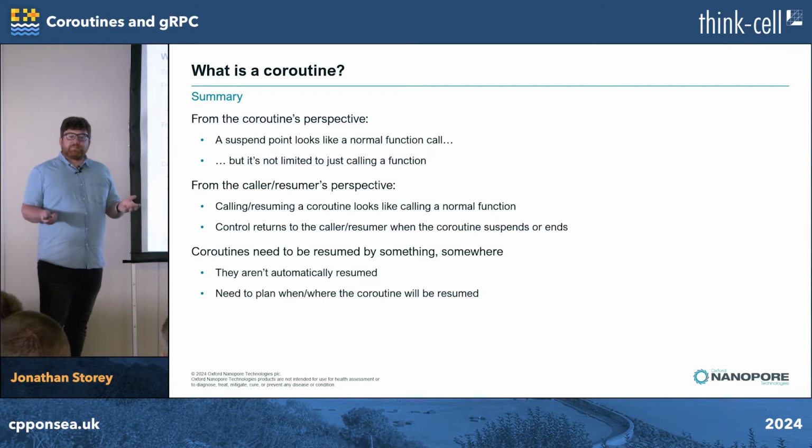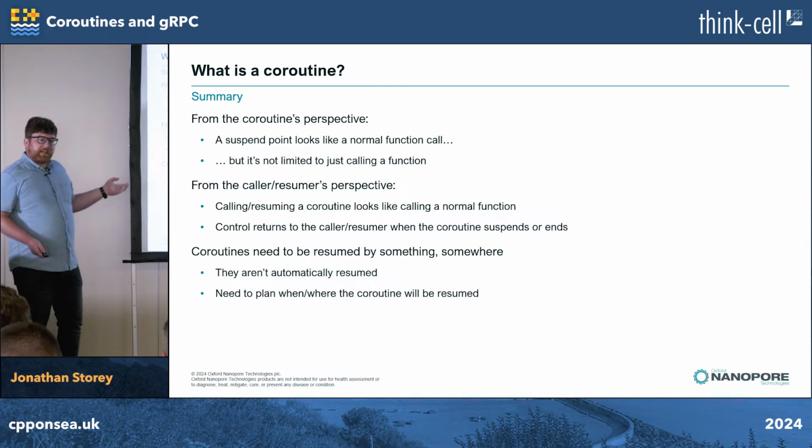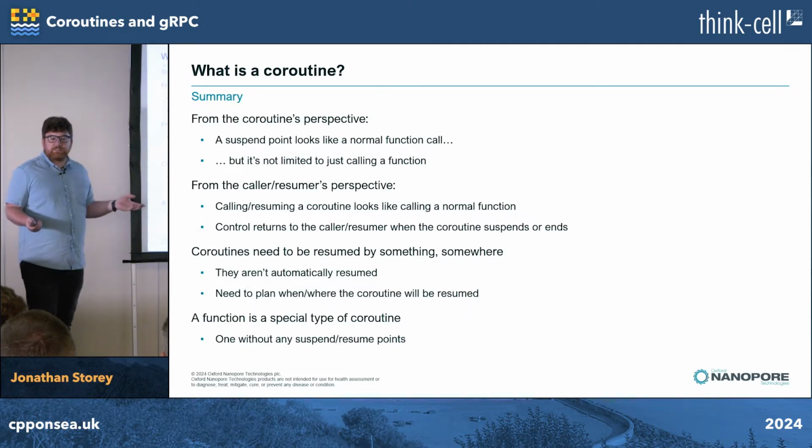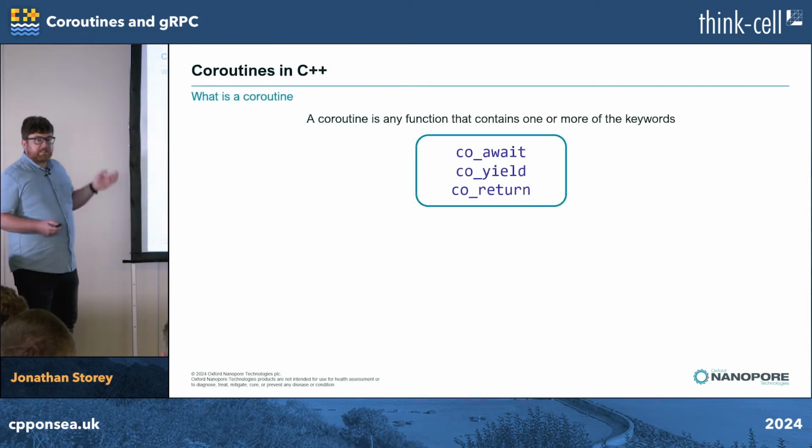Coroutines need to be resumed by something somewhere, so it's not magic. They have to be resumed on a thread in order to continue running. And so you need to plan up front when you're going to resume your coroutine. And finally, a function is a special type of coroutine. It's just one that doesn't have any suspend points, which I think everyone could agree with. Cool, so that's coroutines in general.